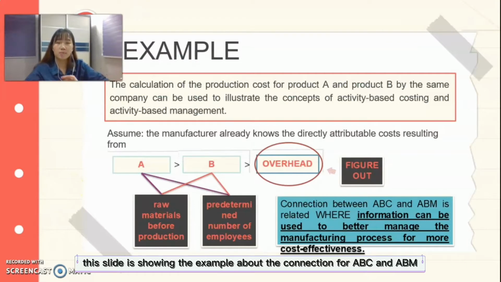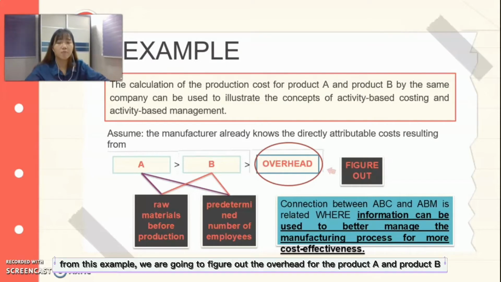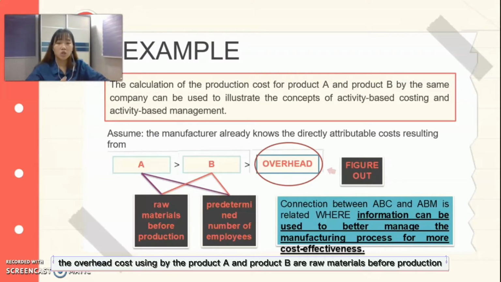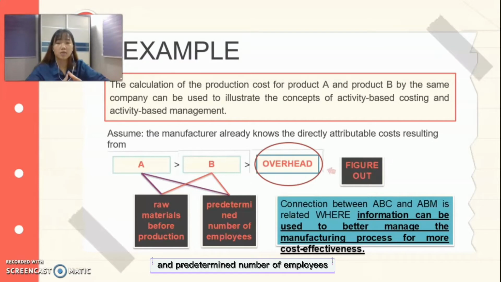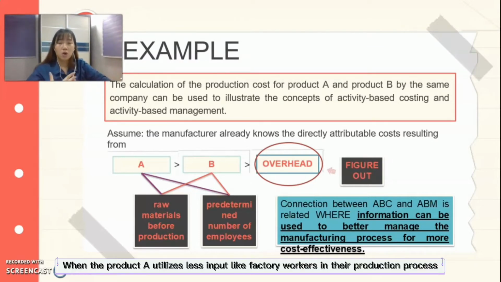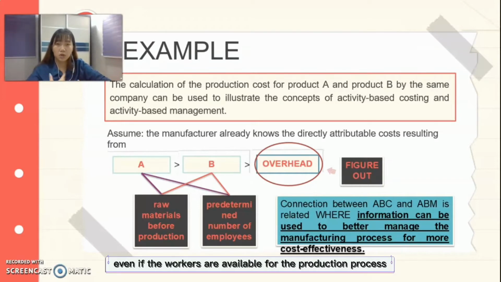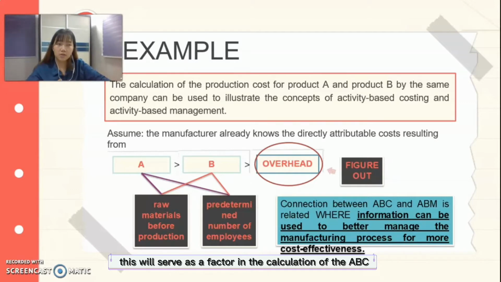Okay, this slide is showing an example about the connections for ABC and ABM. From this example, we are going to figure out the overhead for product A and product B. So the overhead costs used by product A and product B are raw material before production and a predetermined number of employees. So when product A utilizes less input, like factory workers, in their production process, even if the worker is available for the production process, this will serve as a factor in the calculation of ABC.